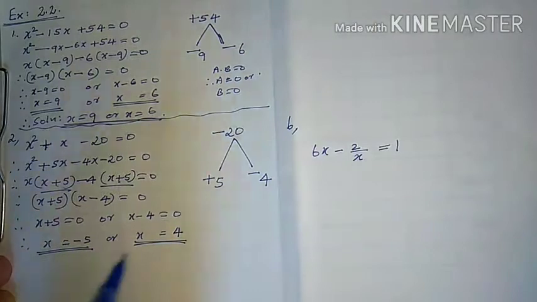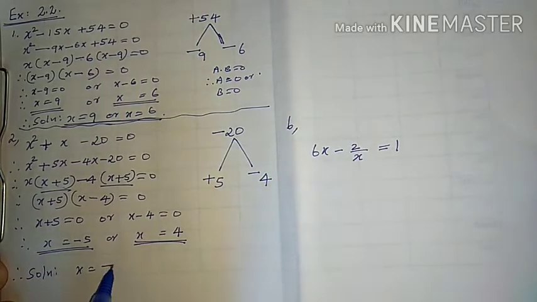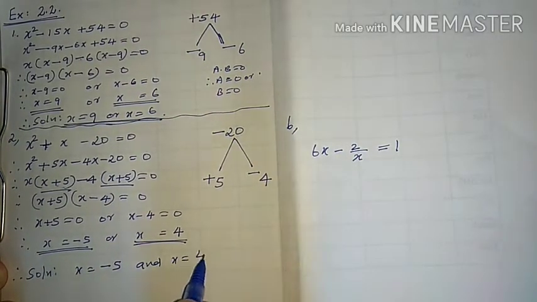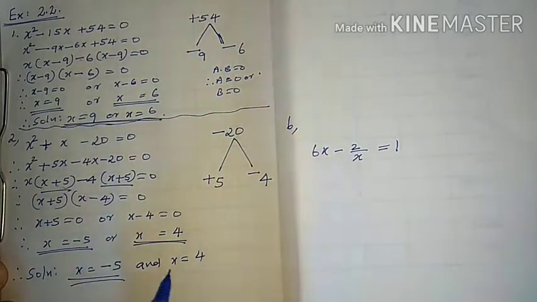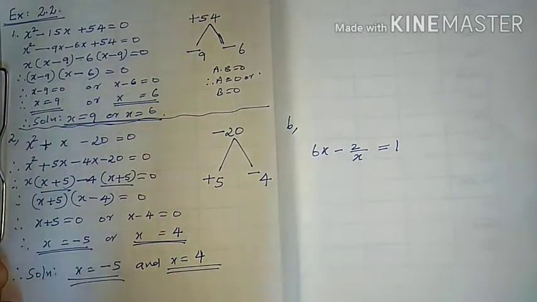Second equation, second solution. Therefore we conclude solution x is equal to minus 5 and x is equal to 4. Whichever is required we can take. These are the two solutions for this given equation.